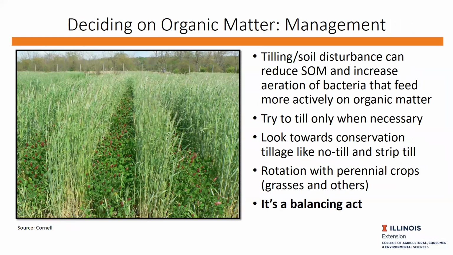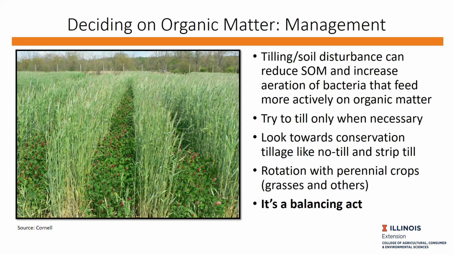A crucial step with organic matter management is going to be management. What we do see is that tilling and soil disturbance can reduce soil organic matter, and this can increase aeration for bacteria that will feed more actively on organic matter. So we could actually not get as much of that organic matter to transform long-term into the stable organic matter we're after. It is a bit of a balancing act, because many of these organic matters do need some sort of soil contact, and this disturbance in the soil is really crucial. But we still want to try to till only when necessary.